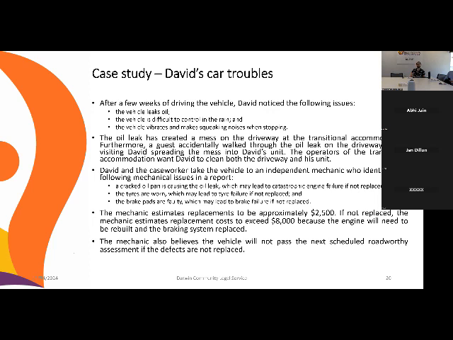So the mechanic also believes that the vehicle will not pass the next scheduled roadworthy if the defects are not replaced. So he is in a position where if he wants to avoid breaking the law, he really needs to get it repaired or stop using the vehicle.